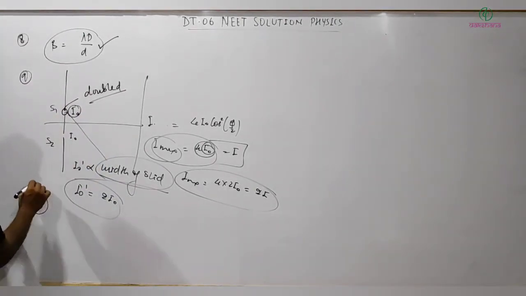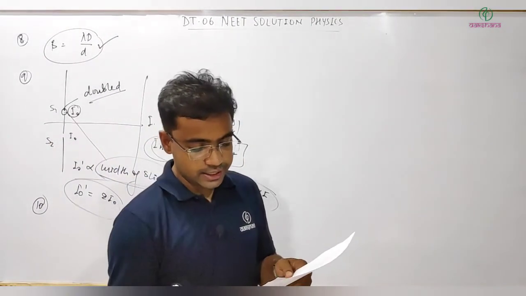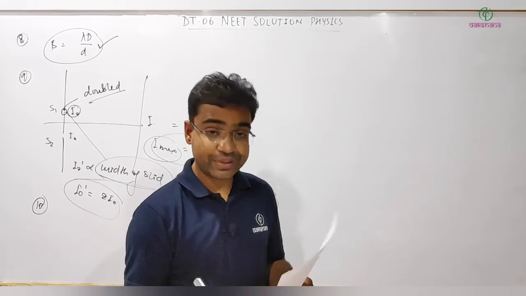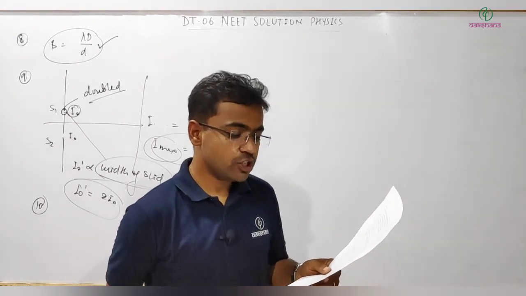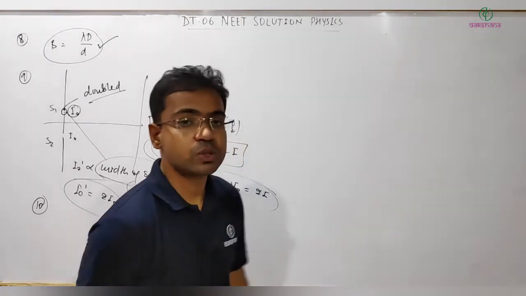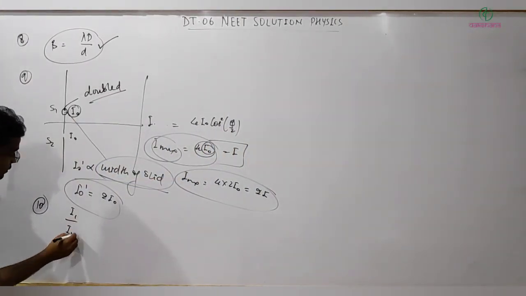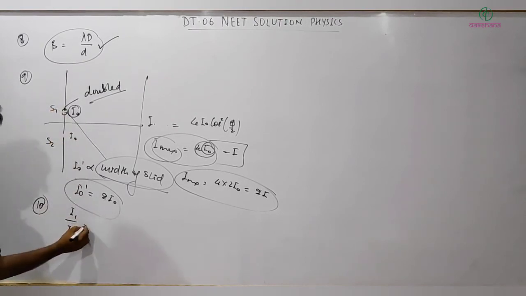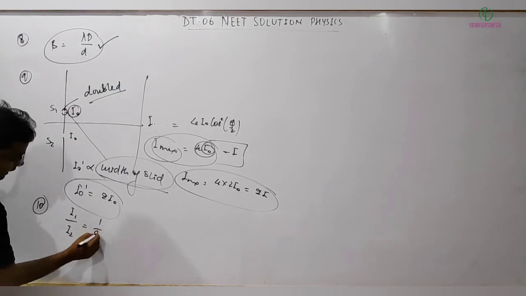Question number 10. In YDSE, the slit widths are in the ratio of 1:9. Remember that the slit widths are in the ratio of 1:9. Find the ratio of the intensity of maxima to that of the minima. So what it means is that I1 by I2 for slit 1, slit 2 is 9:1 or 1:9? 1:9, is it?